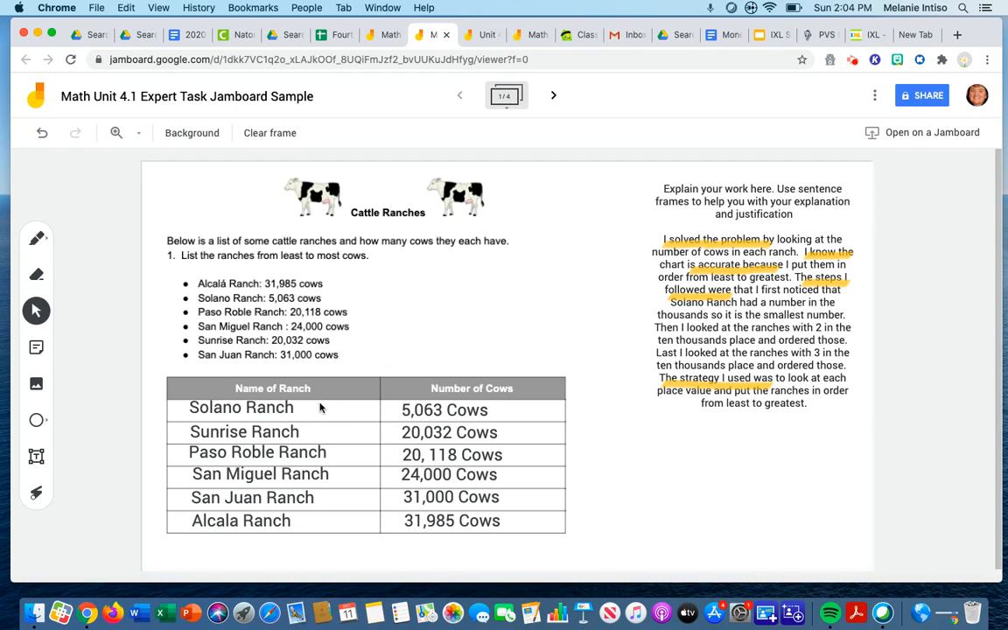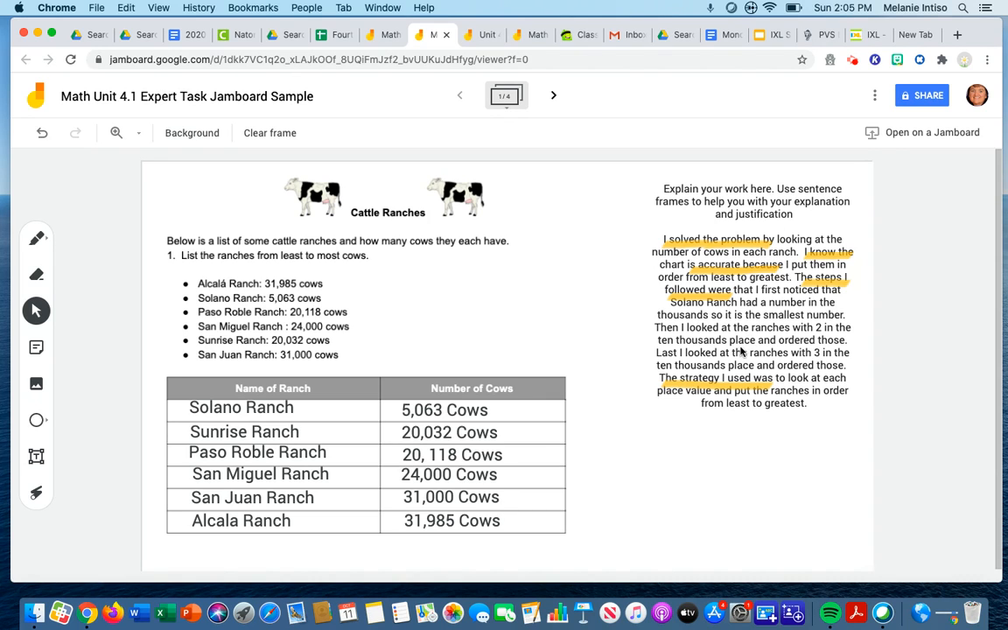Solano Ranch had 5,063 cows. Sunrise Ranch had 20,032. Paso Roble Ranch had 20,118. San Miguel had 24,000 cows. San Juan Ranch had 31,000 cows. And Alcala Ranch had 31,985 cows. So I put them in order from least to greatest.